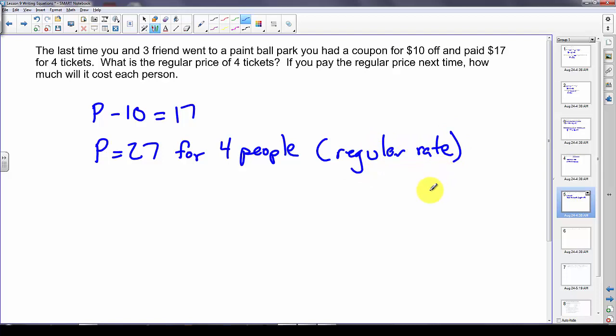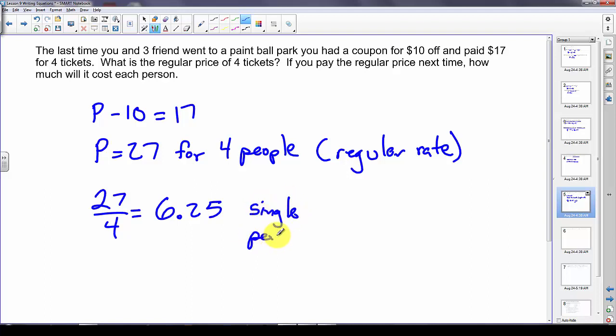So if I want the rate for each person, I'd have to take and divide 27 by 4. And this gets me the rate for each person at a regular rate. So if we take and divide 27 by 4, we're going to get 6 1/4. So this is the single person regular rate, which is what the problem was asking for. All right, that's a little bit of intuitive problem solving. We didn't really use any algebra except for maybe to write this first equation.